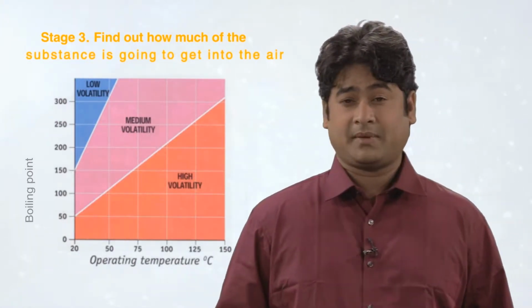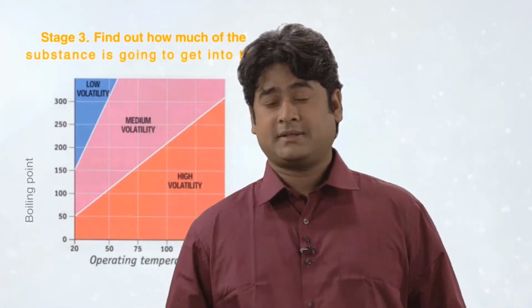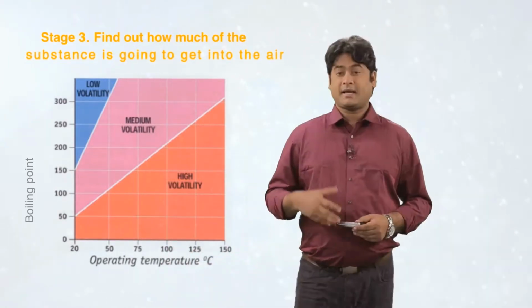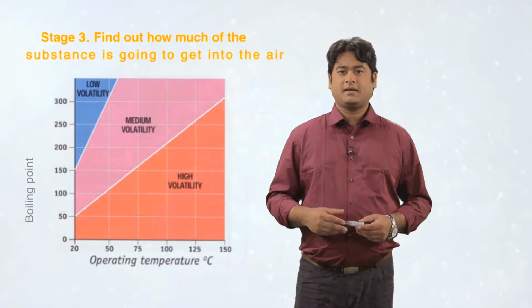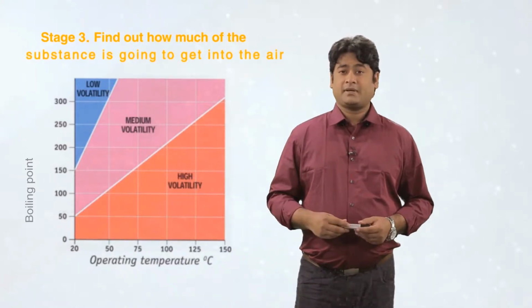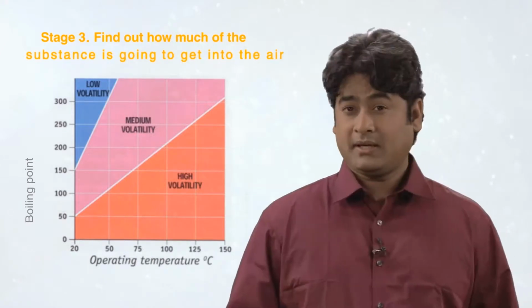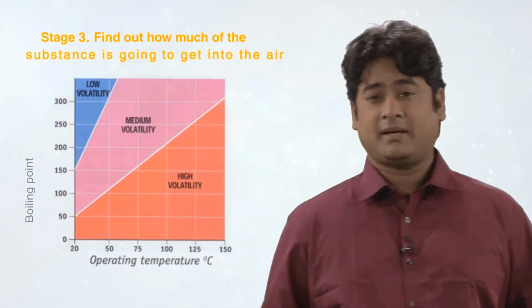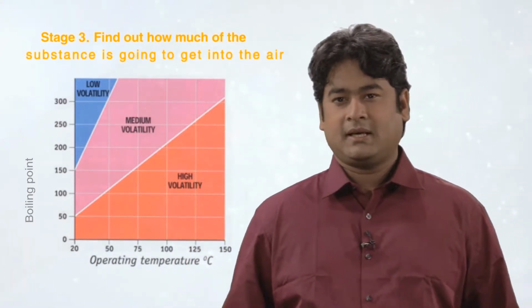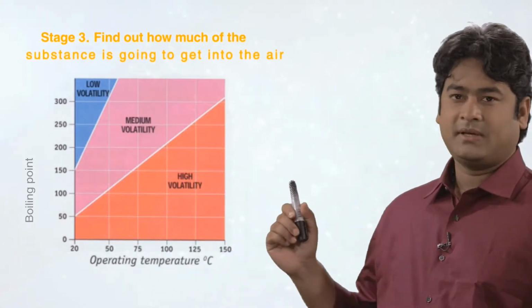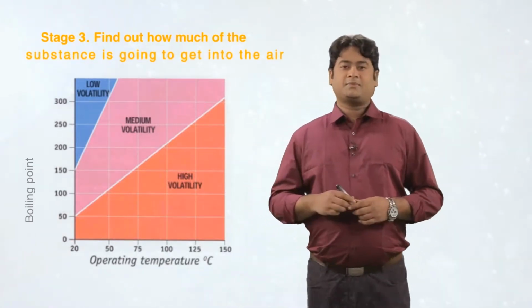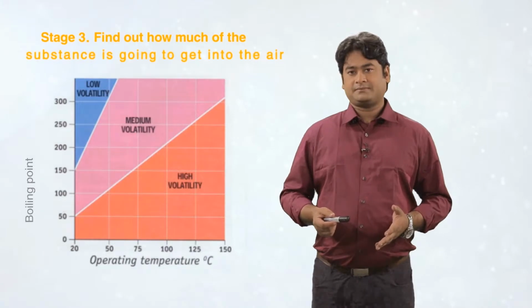Now for the liquid chemical, what are all the considerations to identify the exposure? It actually depends on a few factors. The volatility of this particular chemical depends on the boiling point and the operating temperature. The boiling point of a particular chemical you can get from the safety data sheet. And you can see from this graph, there is a relation between this boiling point and operating temperature.